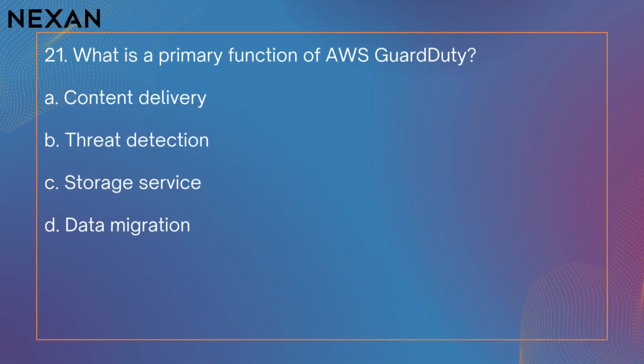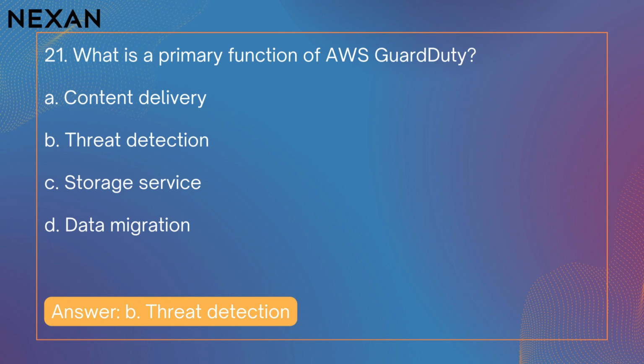21. What is a primary function of AWS GuardDuty? A. Content delivery. B. Threat detection. C. Storage service. D. Data migration. Answer: B. Threat detection.